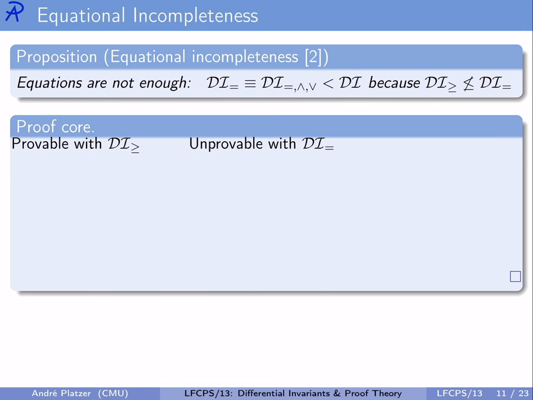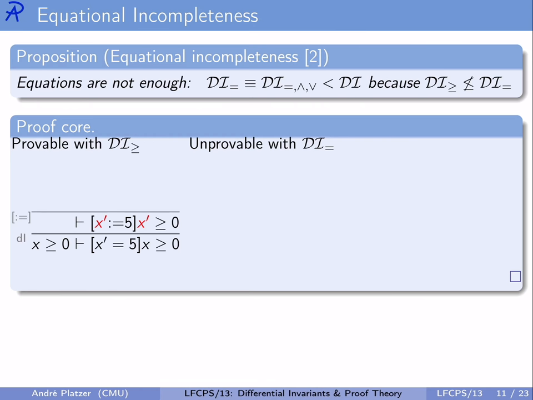Well, okay, here we go. Let's find something. x greater equal 0 is always true if it was true before when we're following x prime equals 5. Yeah, okay. This is an ODE we could also solve, but hey, we're in the business of understanding differential invariants now, so let's not go around solving this. We prove by differential invariants, which will give us x prime greater equal 0, and then we plug in 5 for x prime, and that is the question whether 5 is greater equal 0. That has a proof. Spectacular. What do we now do?